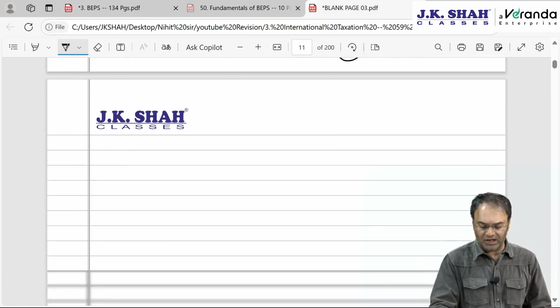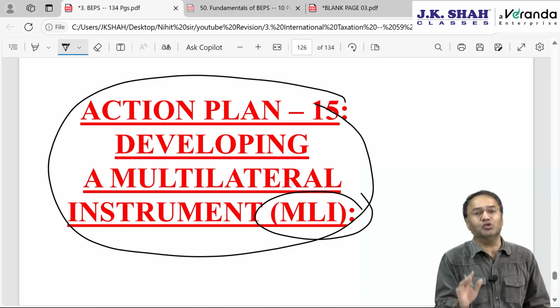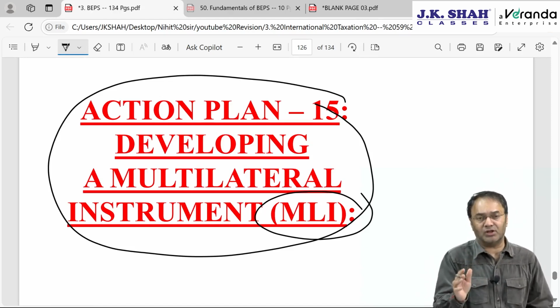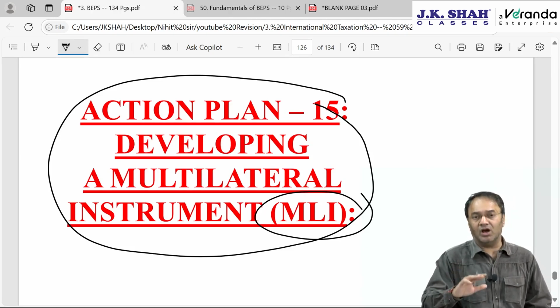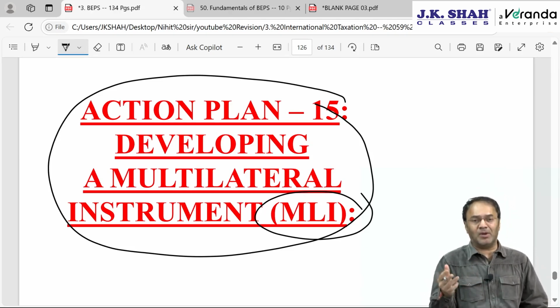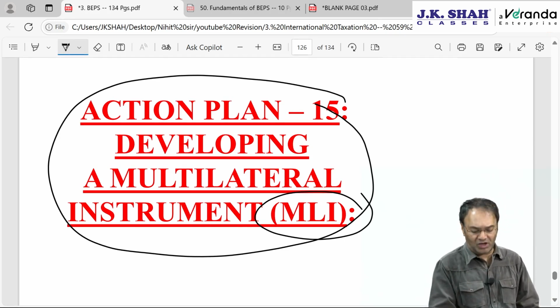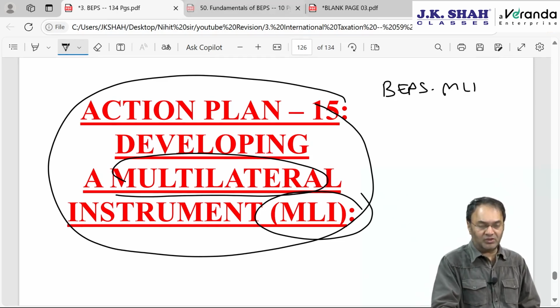Understand, multilateral instrument. When one party is involved, it is called unilateral, but an agreement cannot be by a single person. In order to enter into an agreement, there have to be a minimum of 2 people involved. An agreement can be bilateral, tripartite, or if 3 or more parties are involved, we call it multilateral. The multilateral instrument we call BEPS MLI. What is the concept? It's a beautiful concept introduced.